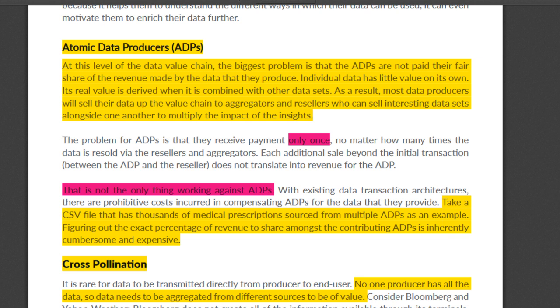Figuring out the exact percentage of revenue to share among contributing atomic data producers is inherently cumbersome and expensive. So if you got thousands of listings in your file from 10 different companies, figuring out what percentage is used from each one of those companies, that's rough. So either you just take a pool share, you put in 30% of the data, you get 30% of the payment, but then only 10% of their data was used. It's not completely fair, but that's usually how it ends up working out. Having everything stamped on a blockchain, though, you can get down into a smart contract that will pay each person for what was actually used.